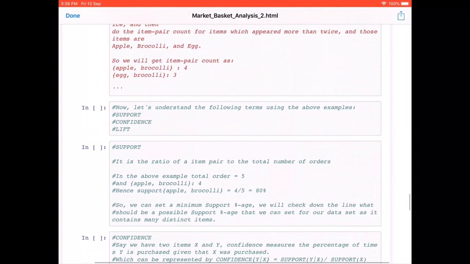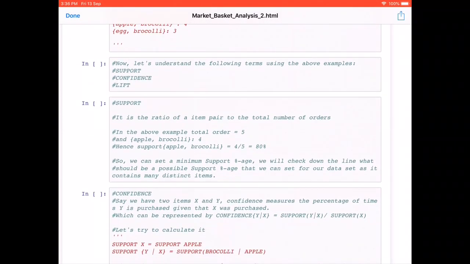Now, in order to continue with our analysis, we have to understand 3 terms here. Not that it should be only these 3. There are many other things that can be used for building our recommendation system, but commonly we use support, confidence, and lift. We'll see examples and a few basic calculations through which we'll understand all these definitions.